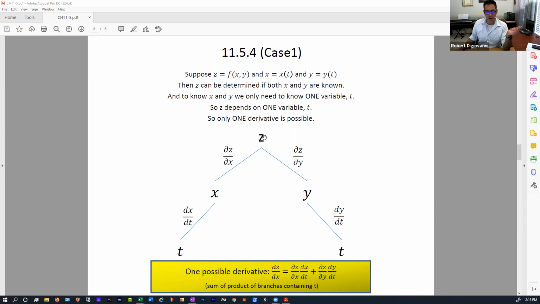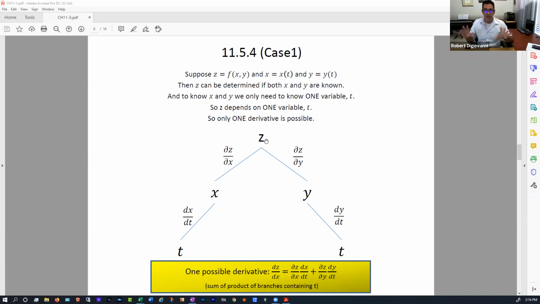I would need to know what z is, and I would need to know x and y. But what do I need to know for x? T. And y? Also t. So to know z, I just need to know t. You just need to know t. Because if you give me t, t will give you x, but t will also give you y. And then once you know x and y, that gives you z.